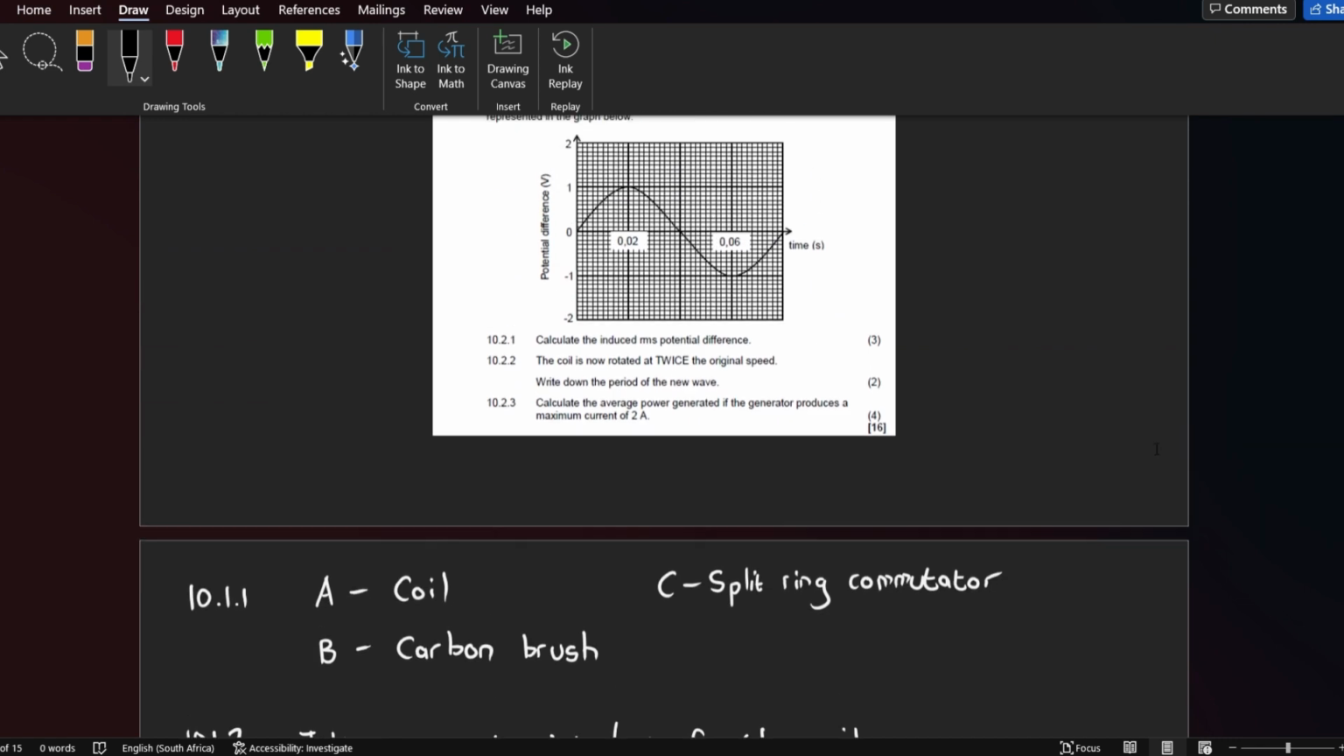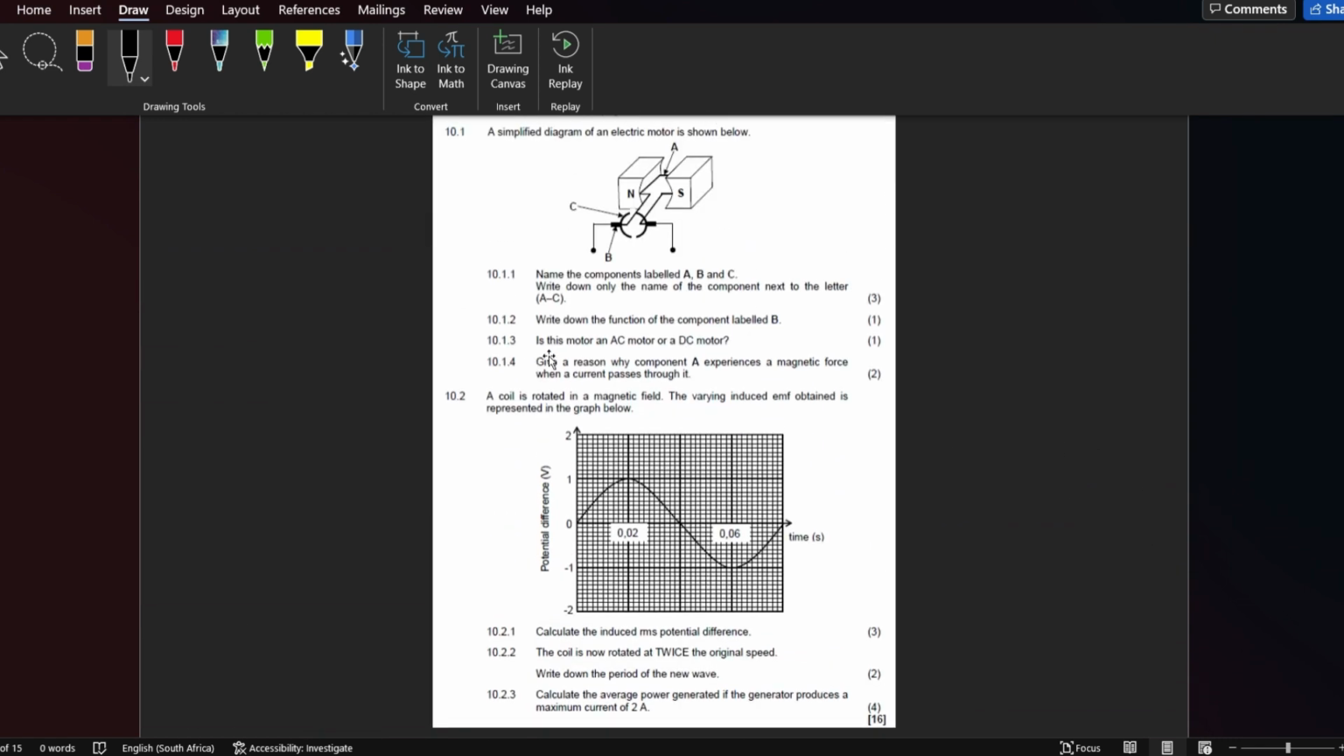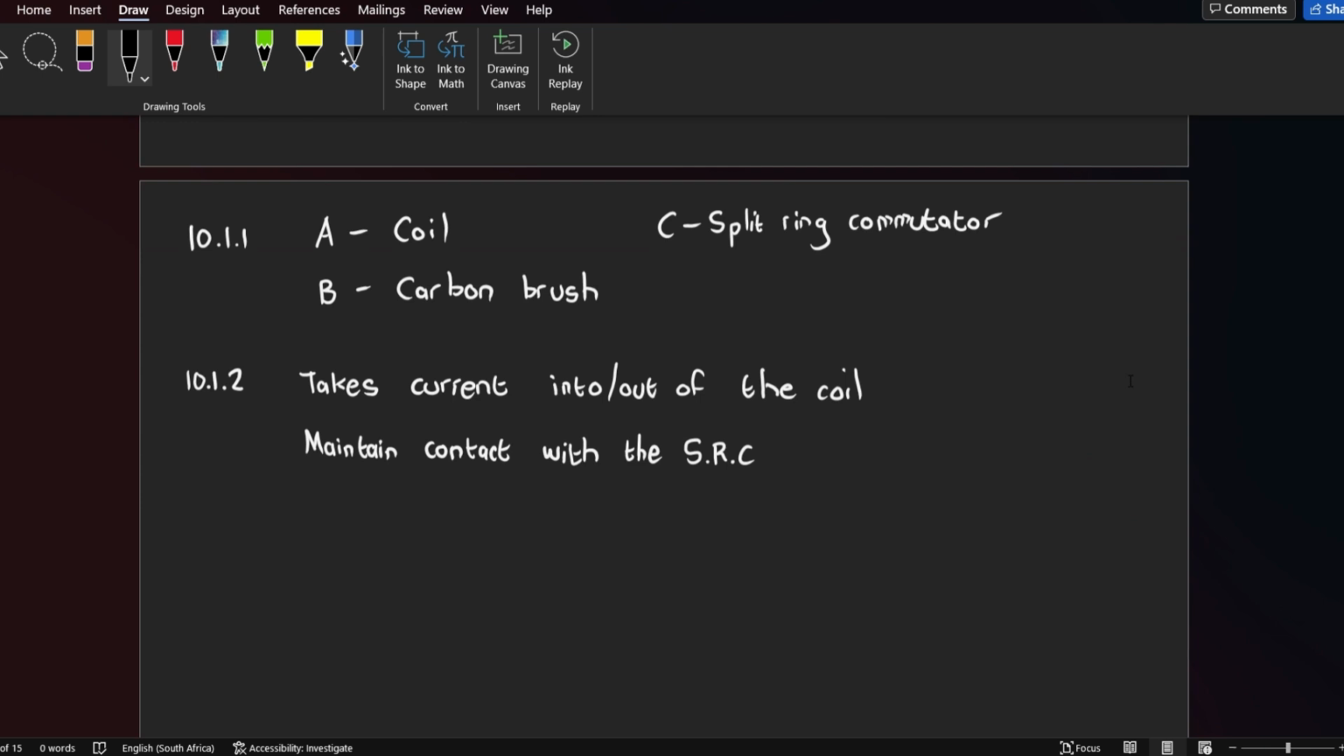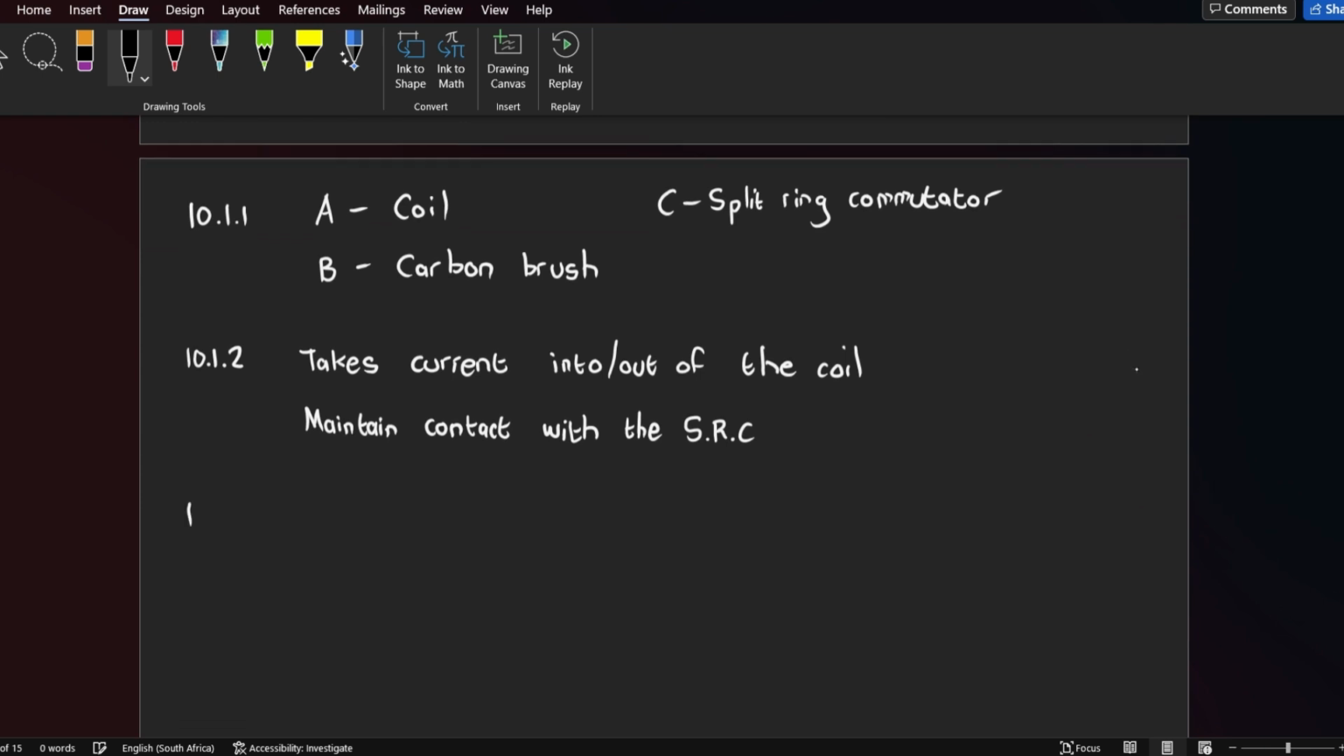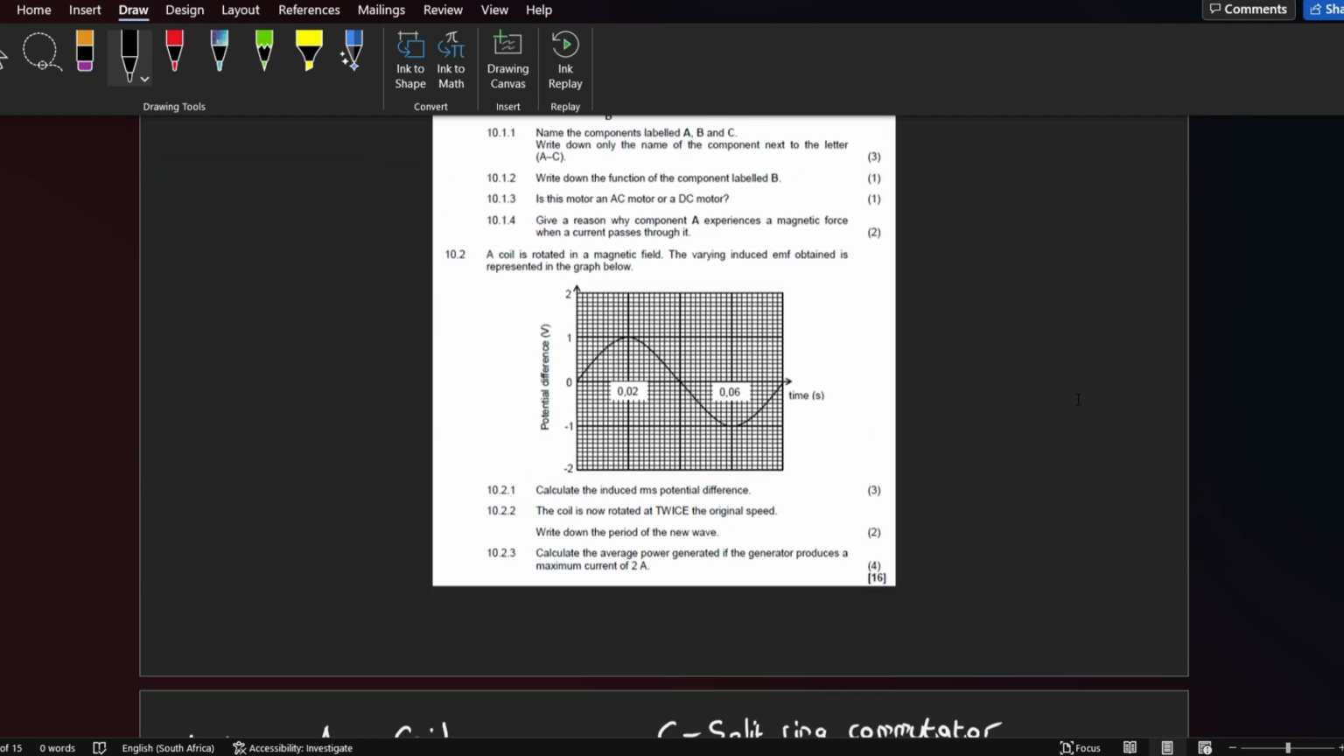Okay. Question 10.1.3, is this an AC motor or a DC motor? So this will be a DC motor. Why? Because we see a split ring commutator. So 10.1.3 is a DC motor because AC motors have slip rings. DC motors have a split ring commutator.